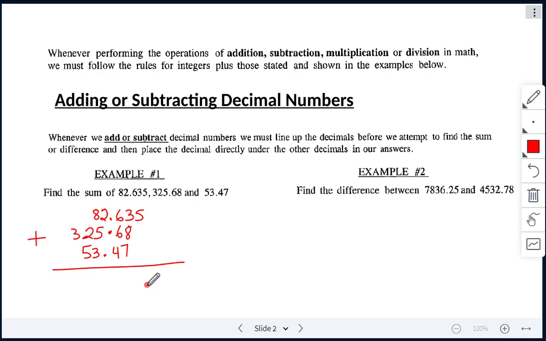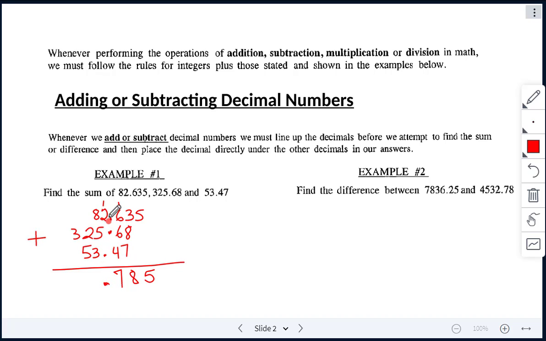And now we can go ahead and start adding just like we've always done. So start from the right. So we end up with 5 plus 0 plus 0. So we end up with a 5. 3 plus 8 plus 7, 18. All right, so 4 plus 6 plus 6 plus 1, that gives me 17. And there's our decimal.